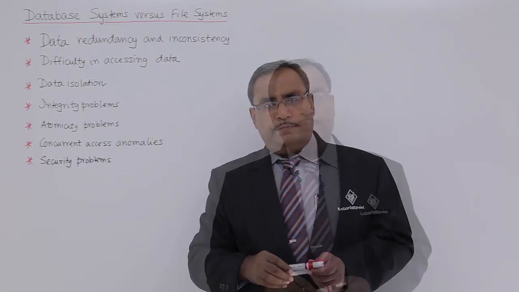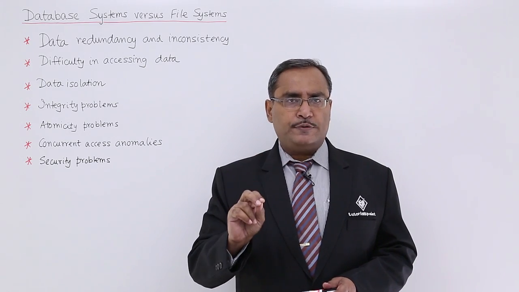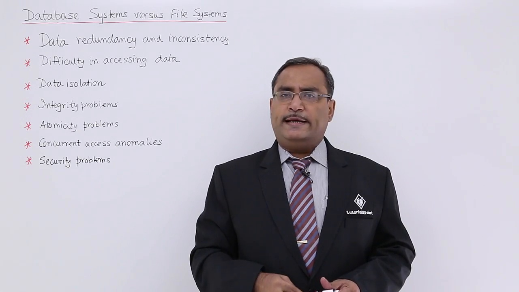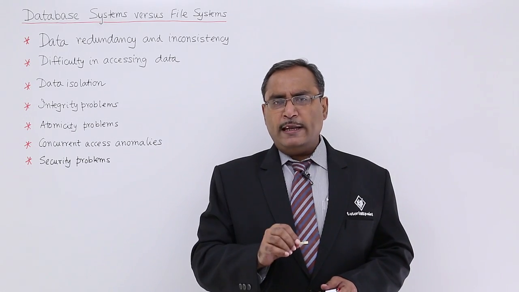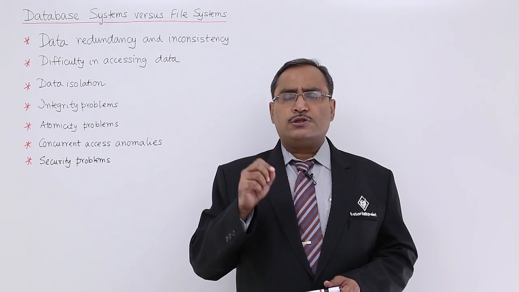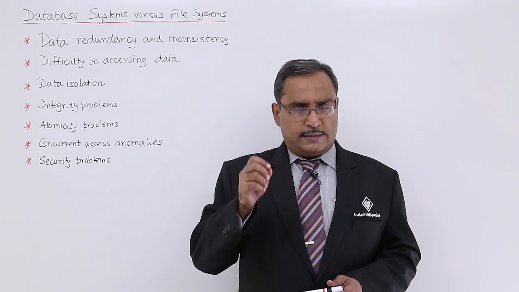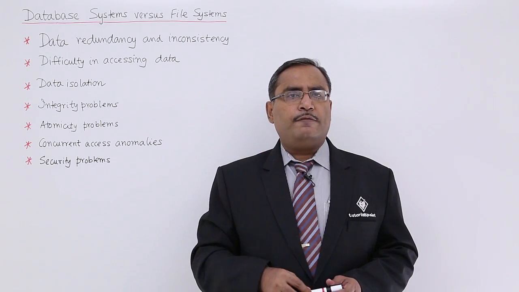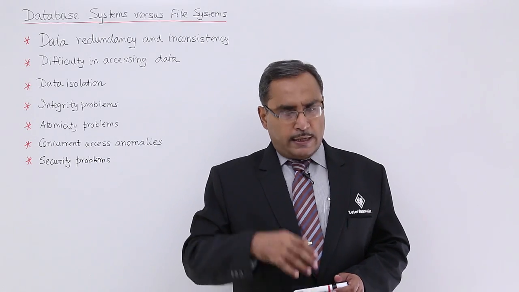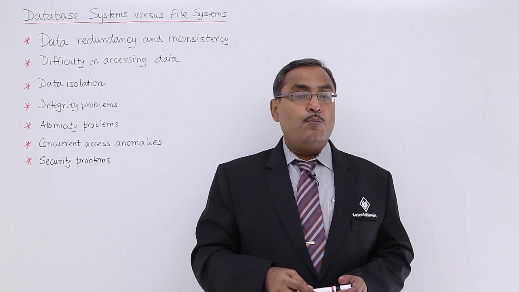Data isolation. Let us suppose the same data has got different data types and formats in different data files. Let us suppose the sex of a person. In one data file, it has been written as male, female, so of the type text or string or varchar2. But in other data files, the sex has been written as M and F. That means the sex is of the type character. In another data file, it has been written as true, false. So, it is of the type boolean.